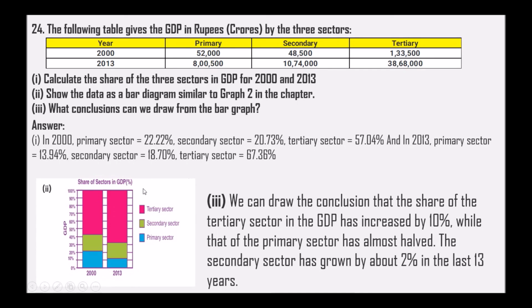This is the data shown in the bar diagram. Next, what conclusion can be drawn from the bar graph? We can draw the conclusion that the share of the tertiary sector in the GDP has increased by 10%, while that of the primary sector has almost halved. The secondary sector has gone up by 2% in the last 13 years.